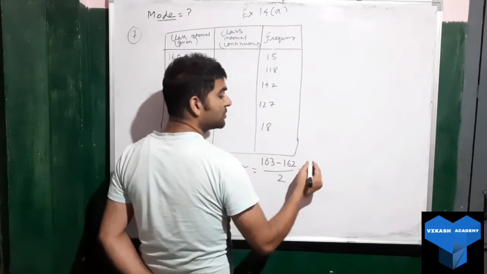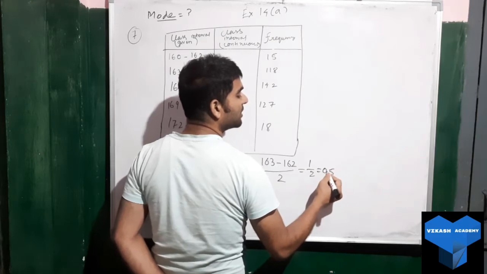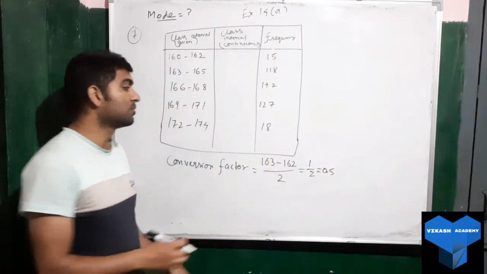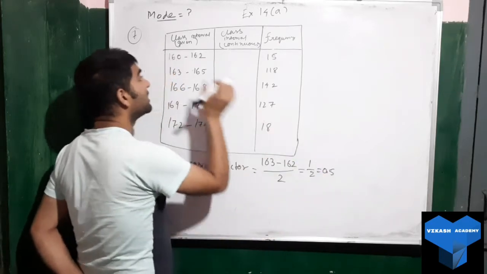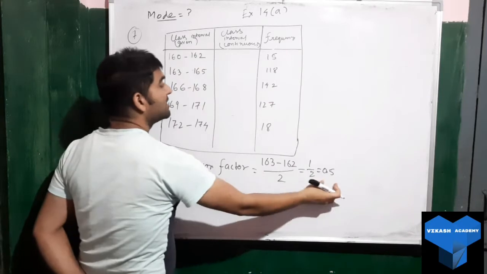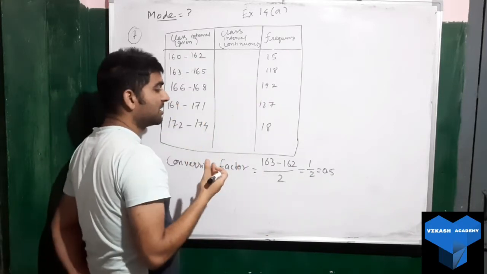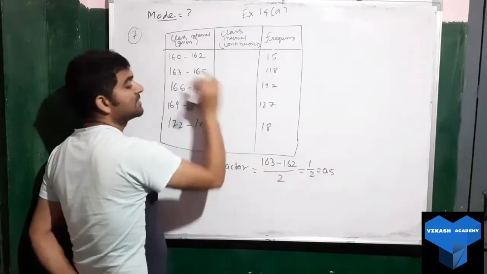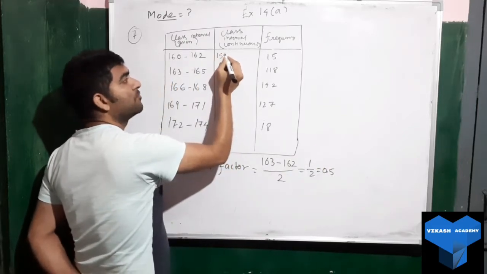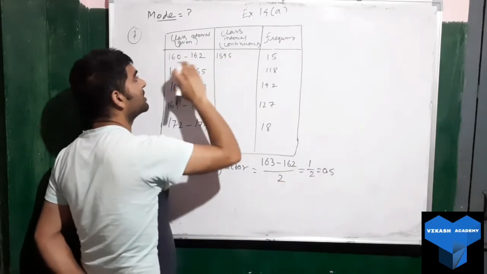163 minus 162, you will get 1 by 2, which is 0.5. So the conversion factor is 0.5. If we subtract 0.5 from the lower limit and add 0.5 to the upper limit, you will get the continuous class intervals. So let us subtract: 160 minus 0.5 gives 159.5, because if you add 0.5, you get 160.